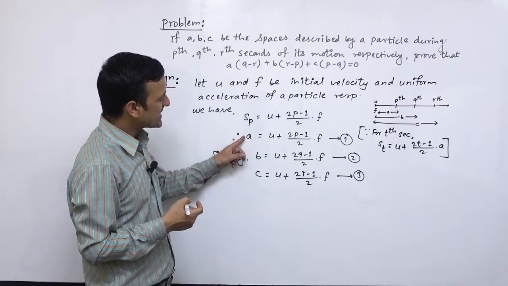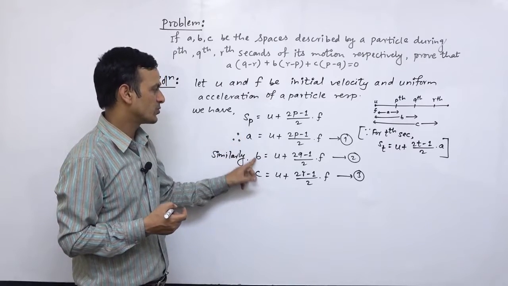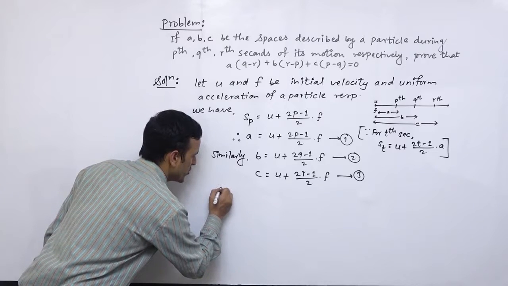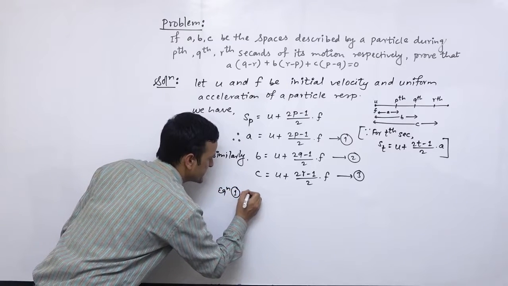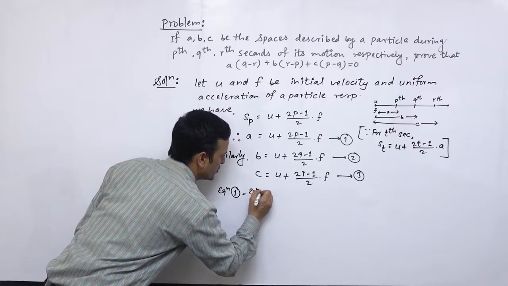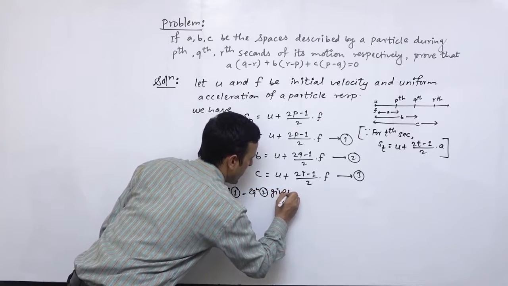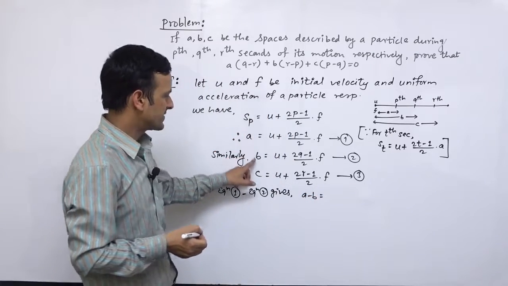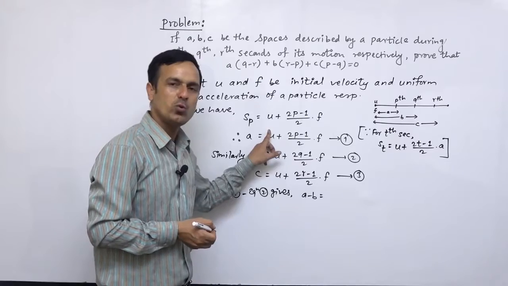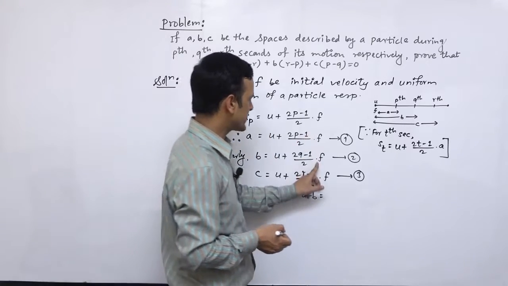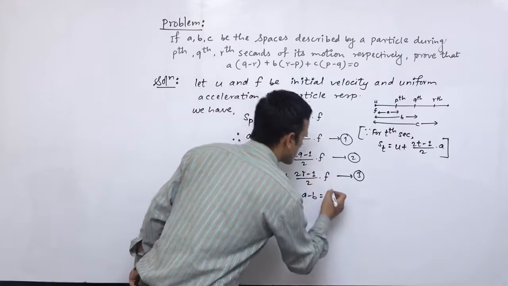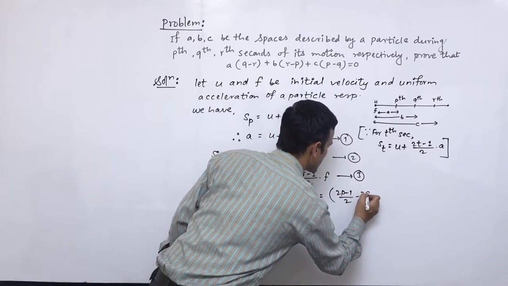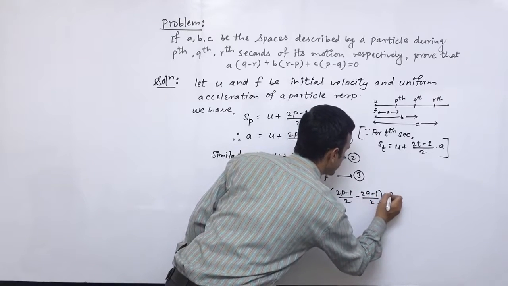Now we can subtract equation 1 and 2. So 1 minus 2 gives one of the results. Equation 1 minus equation 2 gives A minus B is equal to this minus this. U and U cancel, and now we can take out the common factor. So here (2p minus 1) divided by 2 minus (2q minus 1) divided by 2, times F.